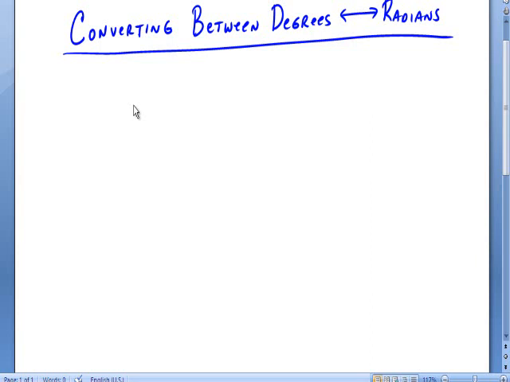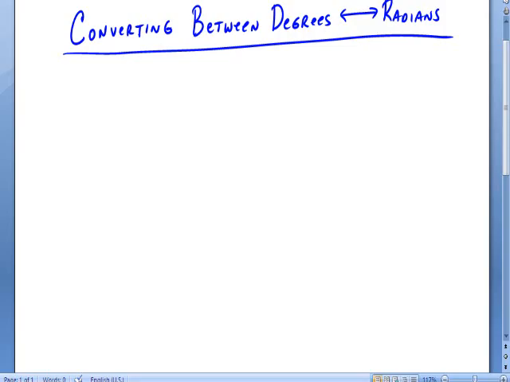In this module, we'll talk about degrees, radians, and how to convert back and forth between these two measures that are both ways of describing angle measures. Now, the one that you're probably most comfortable with at this point is degrees, and so we'll start with it.